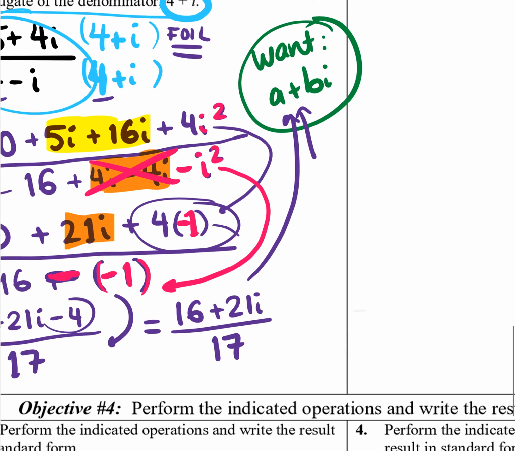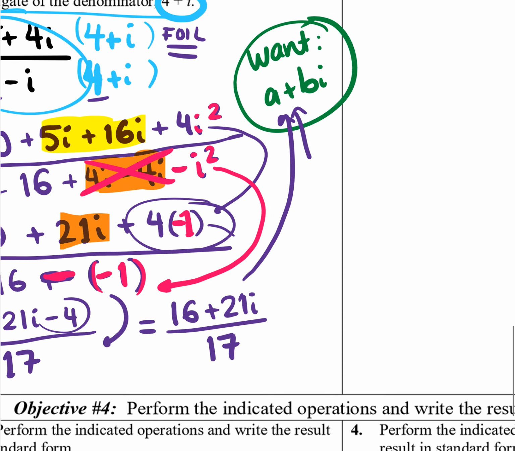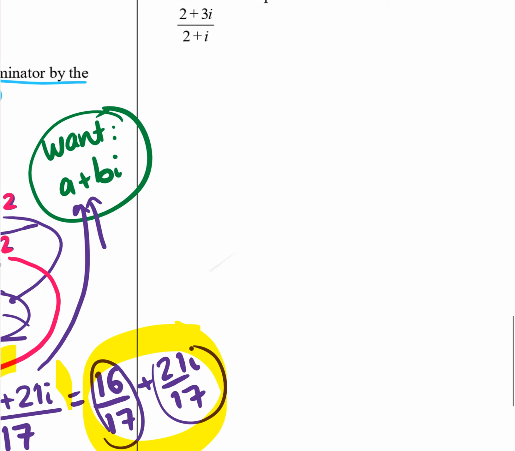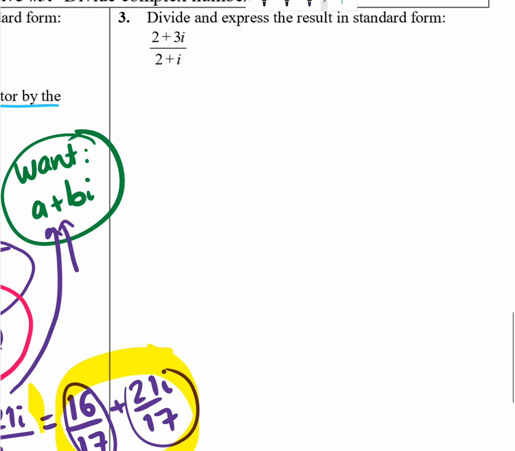But just to make it look really nice and look a lot more like the form we want, they call it the standard form, a plus bi, all I have to do is separate it: 16 over 17 plus 21i over 17. So that kind of makes it look more separated. There's the real part, there's the imaginary part. So this, like we said, is correct. It's as simplified as it gets, but we'd like to see the real part with its own denominator and the imaginary part with its own denominator. I guess that's kind of the idea.